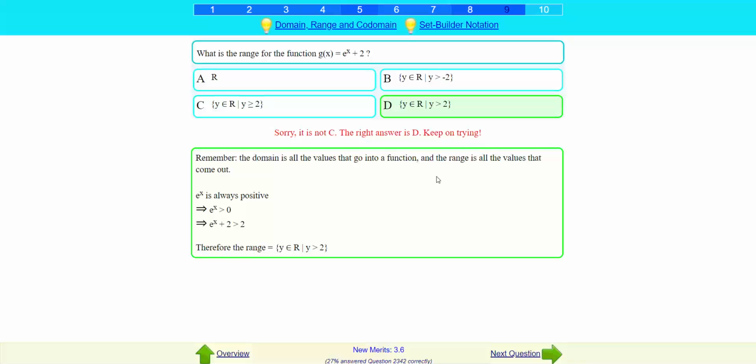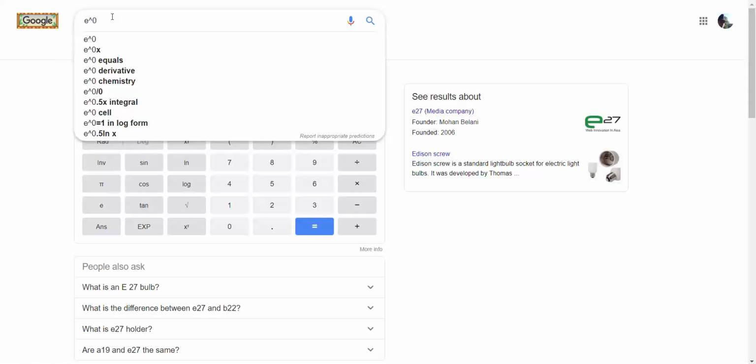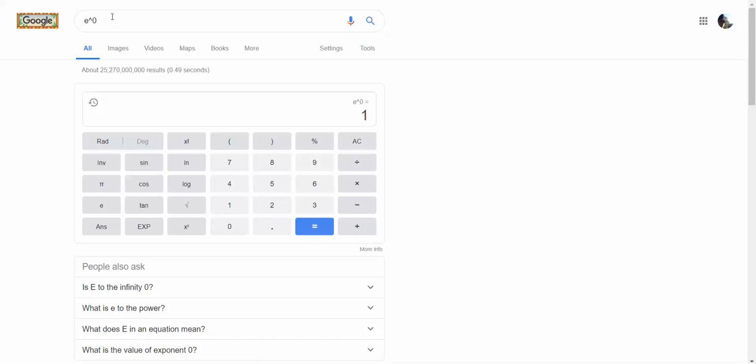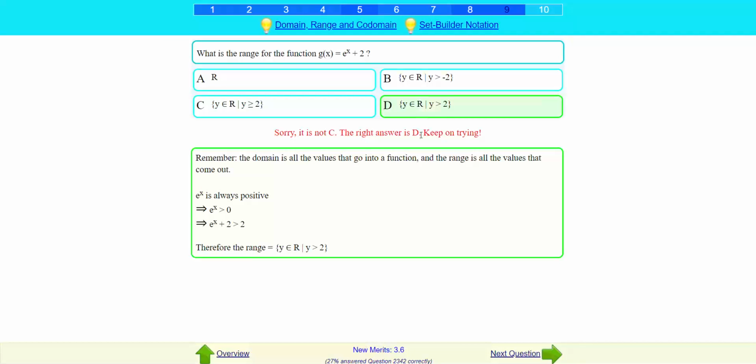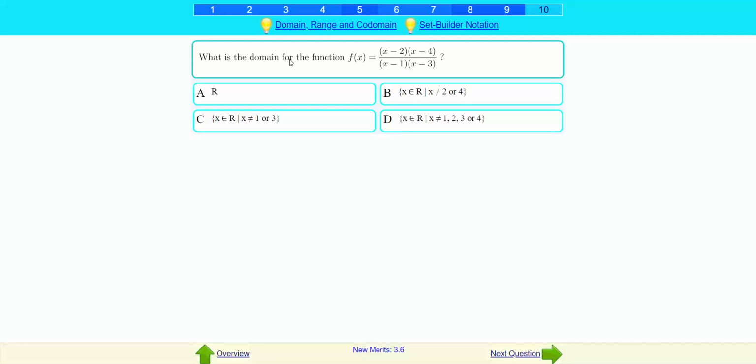Oh. Because if it's e to the power of 0, you get 1, right? Yeah, and 1 plus 2 is actually 3, so it's always greater than 2. Oh, silly mistakes, whatever. What is the domain for the function? I was asking for the domain. x minus 2, x minus 4, x minus 1, x minus 3. This shouldn't be 0. That's the rule.